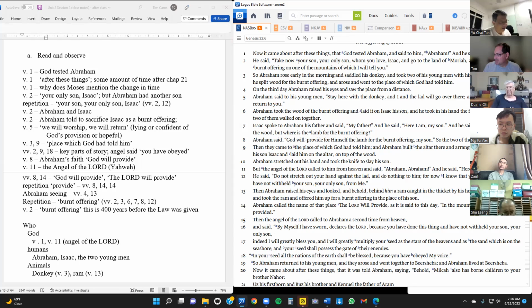And then Isaac too. What was he thinking as he was put on the altar? Of course, we're not told, so we can't make stuff up, but it's just a question that popped in my head. Because at this point in time, he was not a little baby, right? He was a young man. So, well, Abraham bound him.